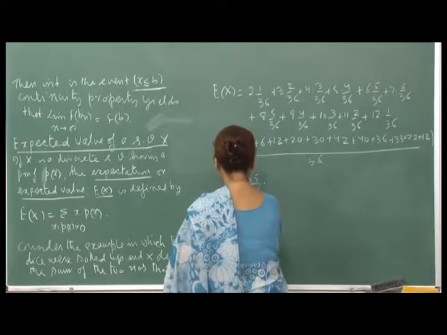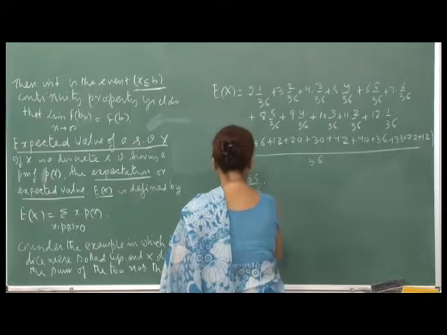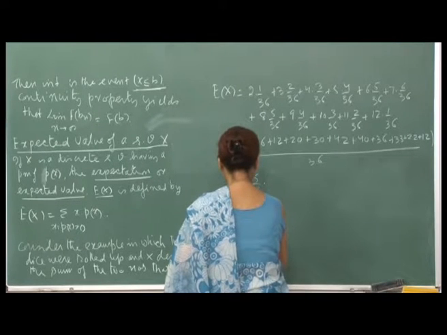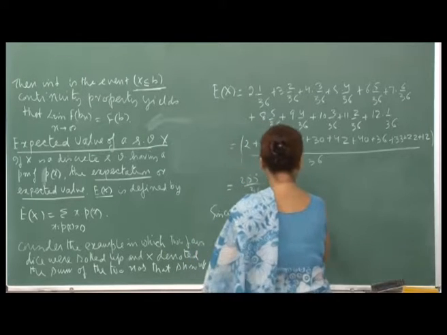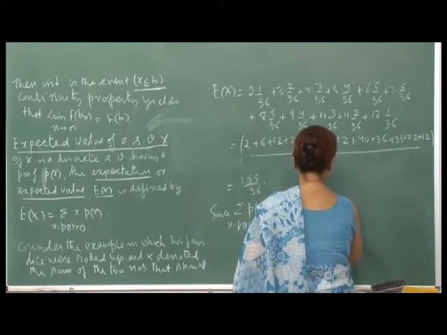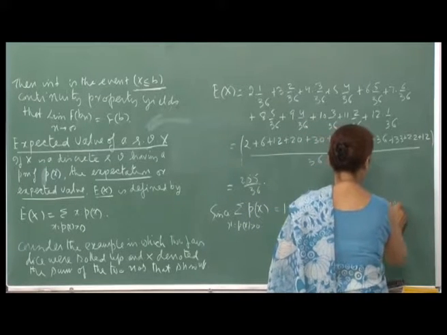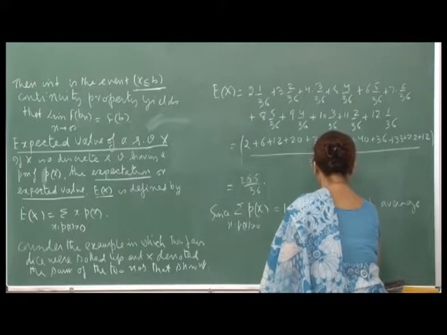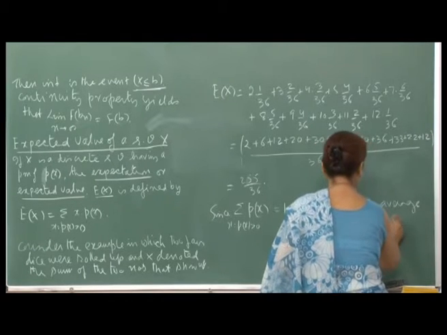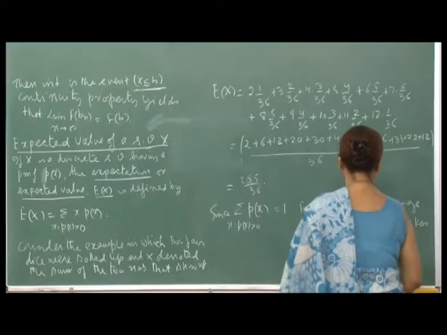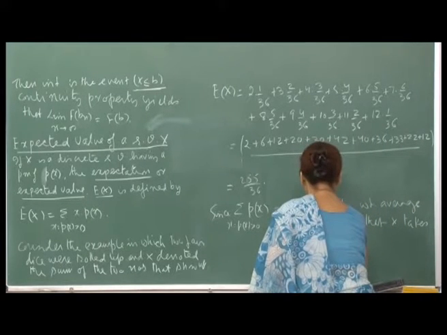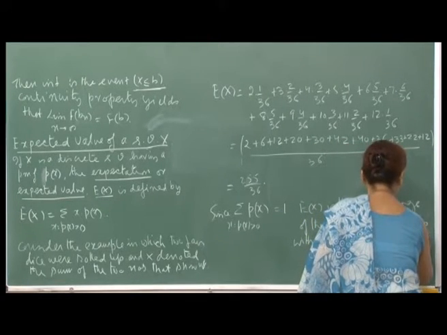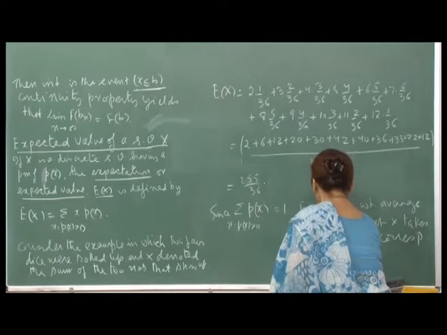Now, since the sum of p(x) over all x such that p(x) is positive is 1, you can say that the expected value of X is the weighted average of the values that X takes, with weights as the corresponding probabilities.